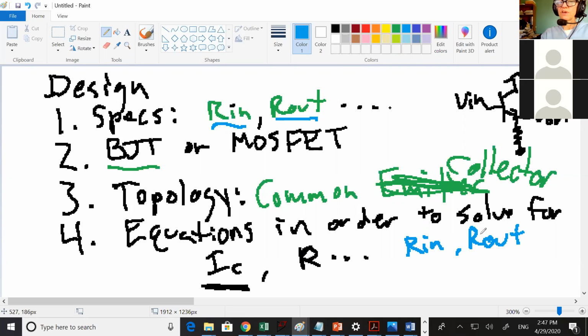And once you find these equations, now you set it equal to, whoops, less than. Now you set them equal to the values that were given to you as specs. But you need to find these equations, and the way you find the equations for R in and R out is to do small signal analysis of your common collector. So questions on that, and I'll send you all back to your groups if now you have better direction. Any questions?